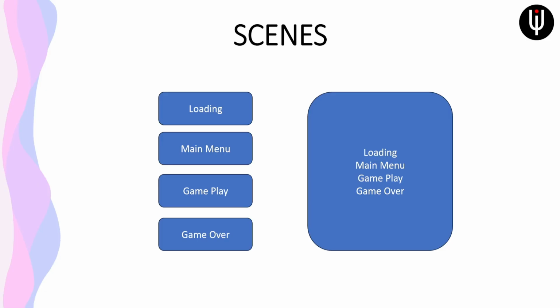Now there are two ways to manage your scenes. One, you can create multiple scenes, like for this example, left side you have loading scene, main menu scene, gameplay scene, and game over scene. So based on your requirement you can load that particular scene. And another approach could be, you have one scene where you have multiple panels like loading panel, main menu panel, gameplay panel, or game over panel. So for this project we'll go with the second approach where we'll have multiple panels instead of multiple scenes.